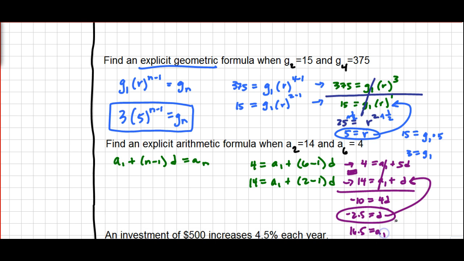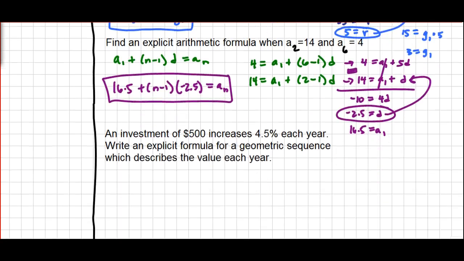So then you just need to assemble the pieces. So 16.5 for a sub 1, n minus 1 goes back to being letters. Make sure you put your d in parentheses, otherwise it looks like you're subtracting a 2.5 and we want it to be multiplied. And then just set it equal to something.